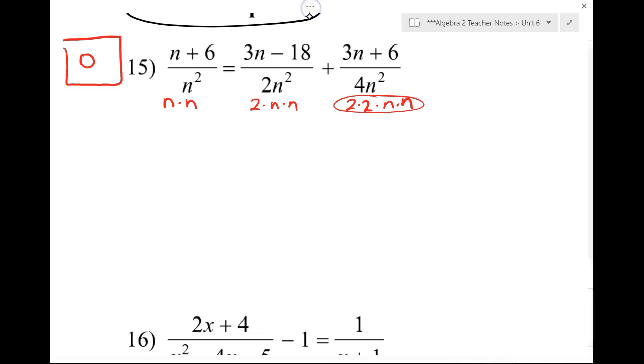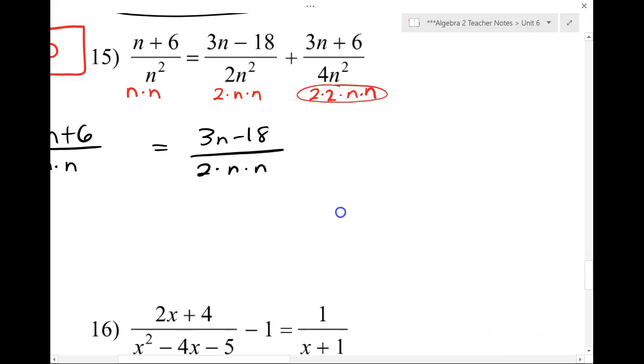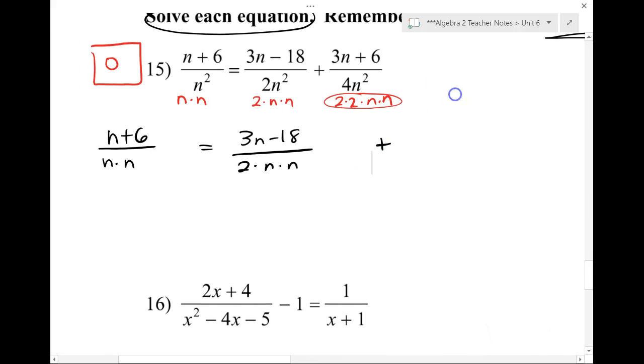So first thing I like to do with these is to make it easier when we're writing it out, spread your problem out, because you're going to be multiplying times these binomials, and it can get kind of messy if you keep it all together. So first, I'm going to keep it factored out, n times n equals, and spread it out like I'm doing, 3n minus 18 over 2 times n, and then plus, let me zoom out a little bit, plus 3n plus 6 over 2 times n times n.